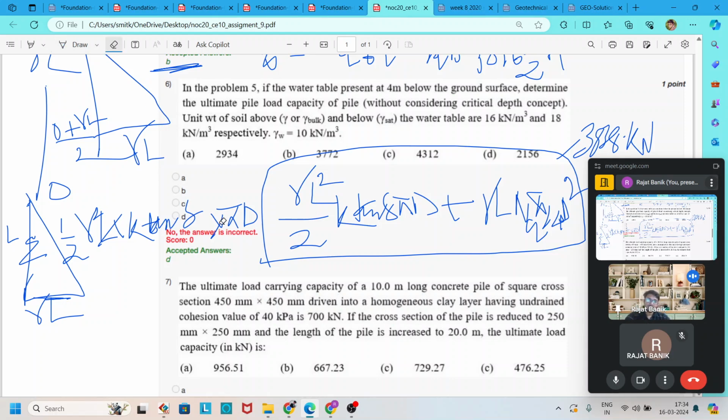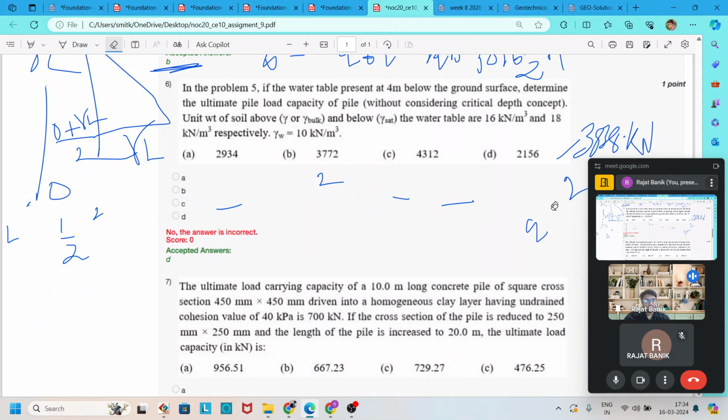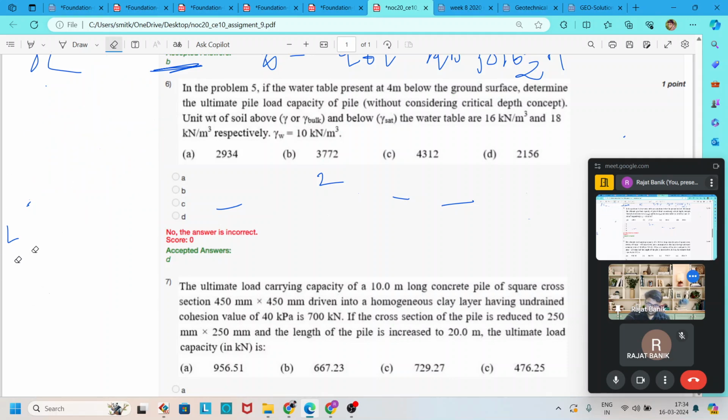Now move on to question number 6, which requires this type of concept and also requires the data of question number 5. In question number 6, it is said that if the water table is present 4 meter below the ground surface in problem number 5, then what is the change in the ultimate bearing capacity without considering the critical depth concept? Gamma bulk is given as 16, gamma saturated is given as 18, and gamma W is given as 10 kilonewton per meter cube. So first draw the pressure diagram along the pile.